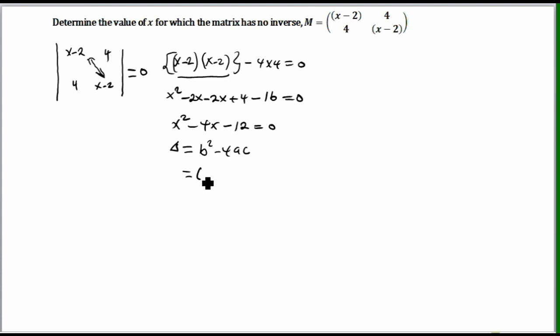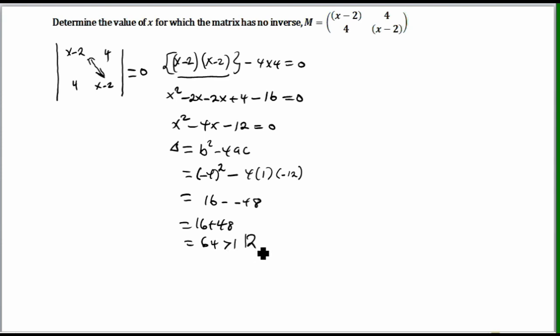So let's just confirm. The value of b is negative 4, so negative 4 squared minus 4 times a, the coefficient of x squared, which is 1, and then c is negative 12. This gives me 16 minus negative 48, which is the same as 16 plus 48, which is 64. So 64 is greater than 1, so it means there are real roots of this equation.